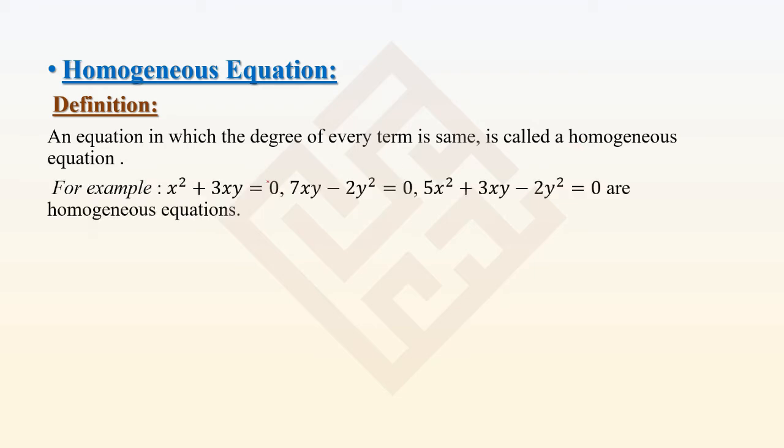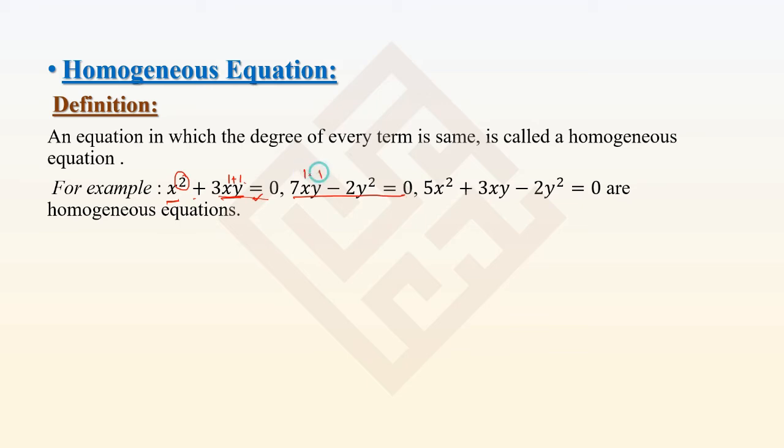Let's take an example. Say the example is x² + 3xy = 0. यहाँ पे पहला टर्म x² का डिग्री 2 है, xy का डिग्री भी हो जाएगा 1 + 1, that is 2. दोनों का भी डिग्री 2 है. The degree is the same, then it is called a homogeneous equation. If you look at the second equation 7xy + 2y − 2y² = 0. Again the degree is 2 everywhere.